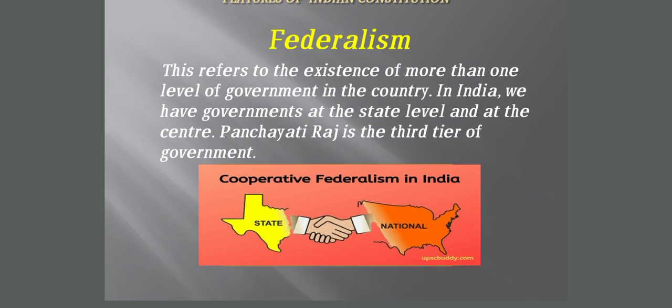When we say federalism, you can see the picture being shown. There is a national government and the other one is the state government. It is a level of governments. In federalism, we have levels of government like the central government and many state governments. But in India, we have a third level also, and that is the Panchayati Raj system.